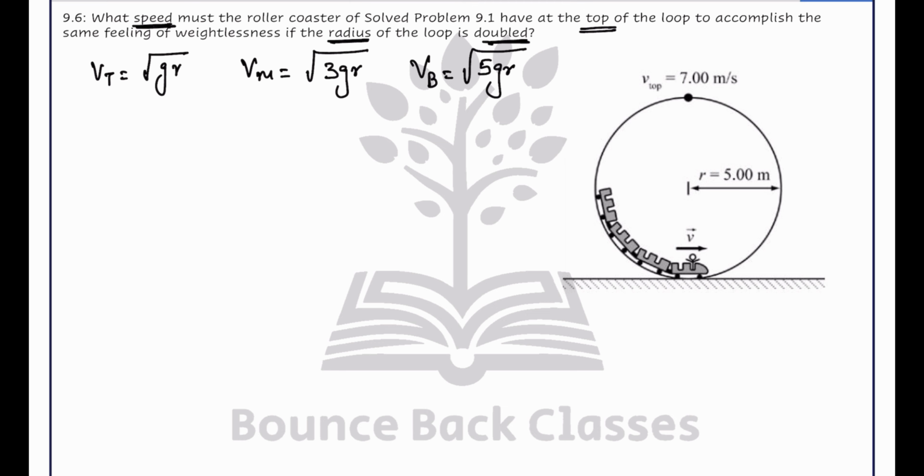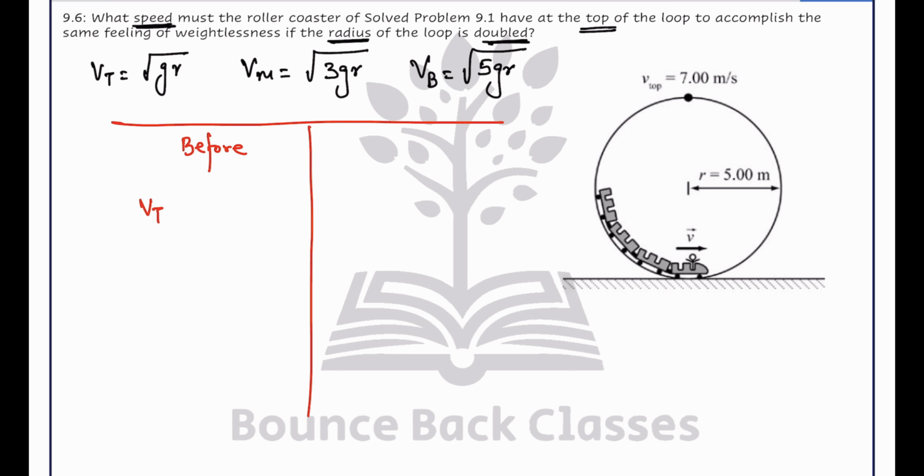Okay, this is something interesting: what will happen if the radius becomes double? You just need to place the values and solve it. Let's say we know V top. Take this question in two parts, before and after. Before, what is the speed? Vt is equal to root GR.